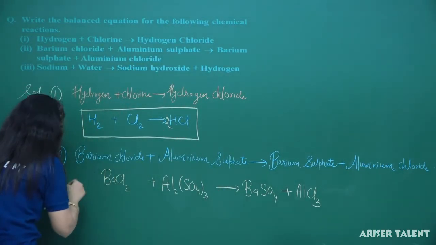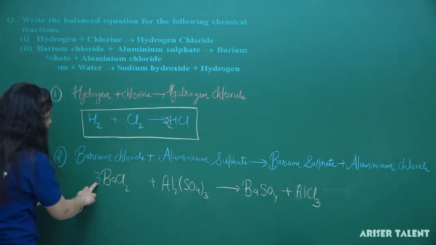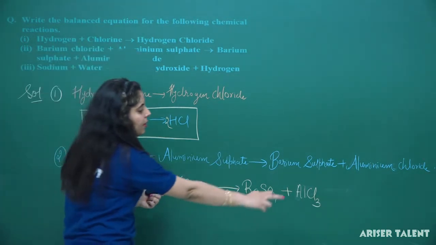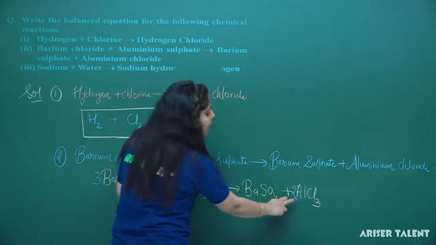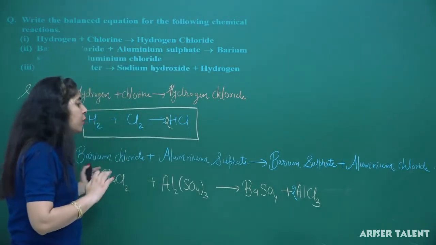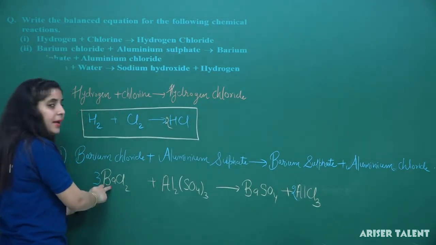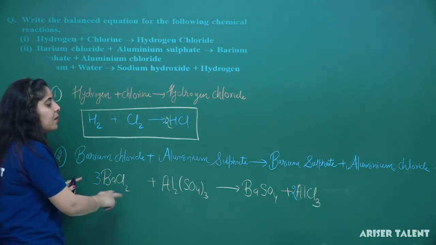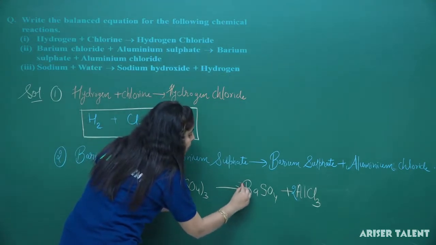So what we will do, we will put 3 over here, 3 into 2, 6. Here it is 3, so we will balance by putting 2. Now it is 2 into 3, 6. So the chlorine is completely balanced here. Now consider the barium. Barium is 3 here, but here we have only 1 barium. So we will put 3 over here.